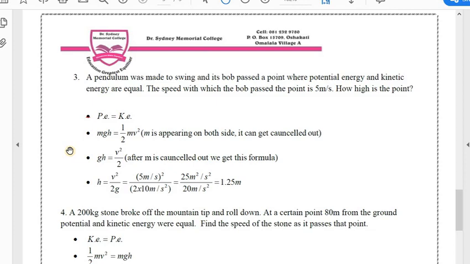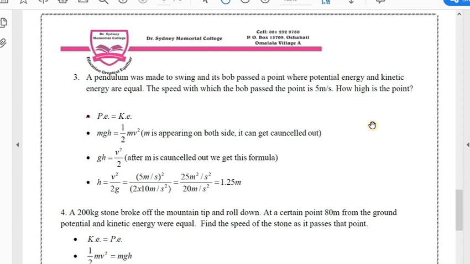Because g is almost on the third level going down, it means it can actually come and multiply the 2. So that's the same thing as saying v squared over 2g. So it's actually now saying h is equal to v squared over 2g, because the g came and multiplied the 2.